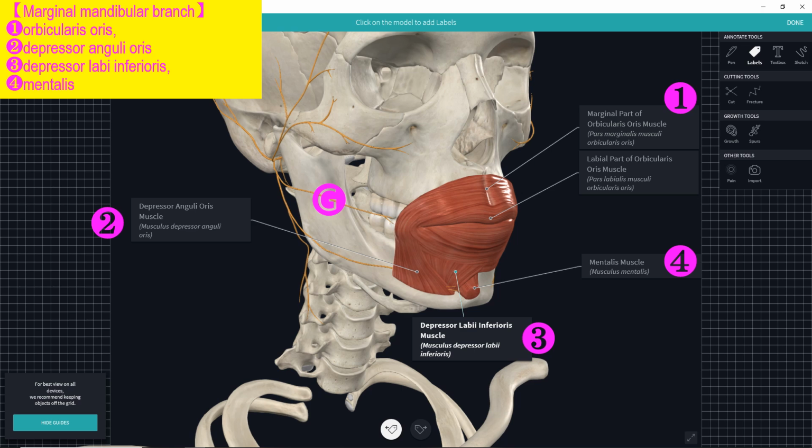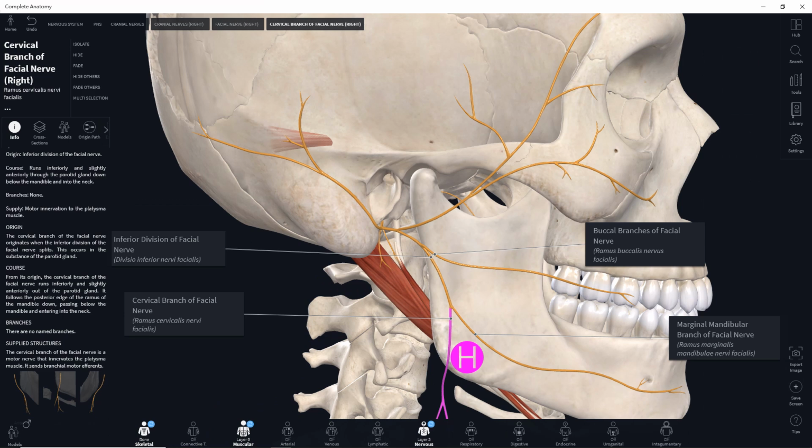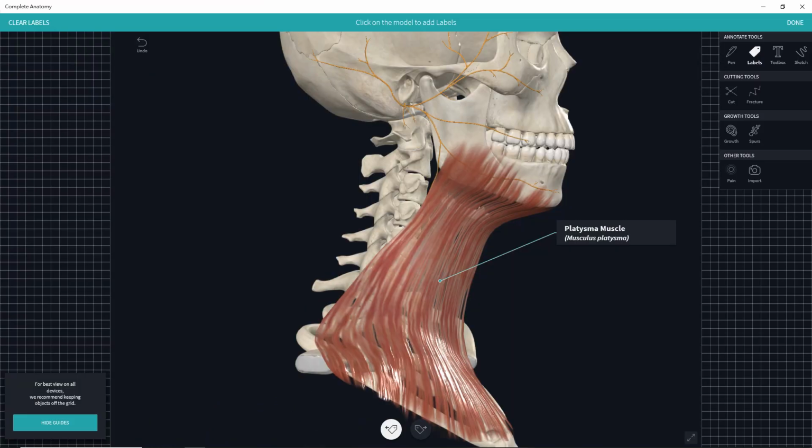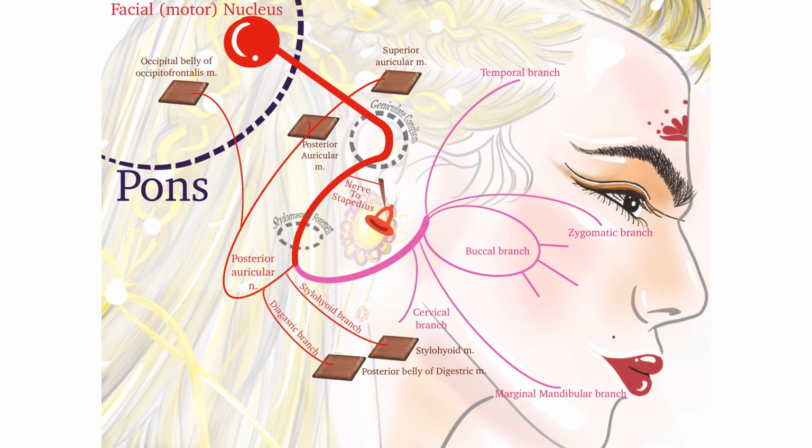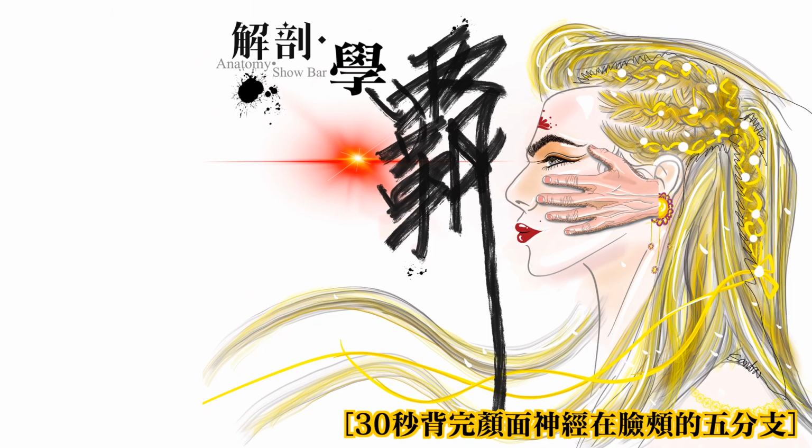The marginal mandibular branch gives off 4 branches, which include 1. Orbicularis oris, 2. Depressor anguli oris, 3. Depressor labii inferioris, 4. Mentalis. Finally, we have the cervical branch. The cervical branch primarily innervates the platysma muscle. Beautiful diagram here. And that's it for today's video.